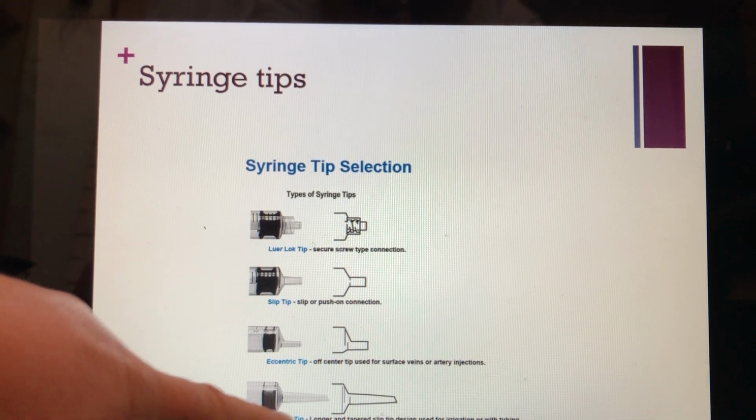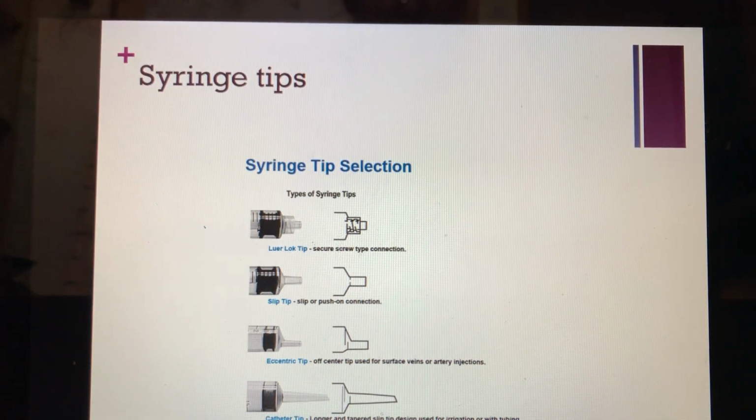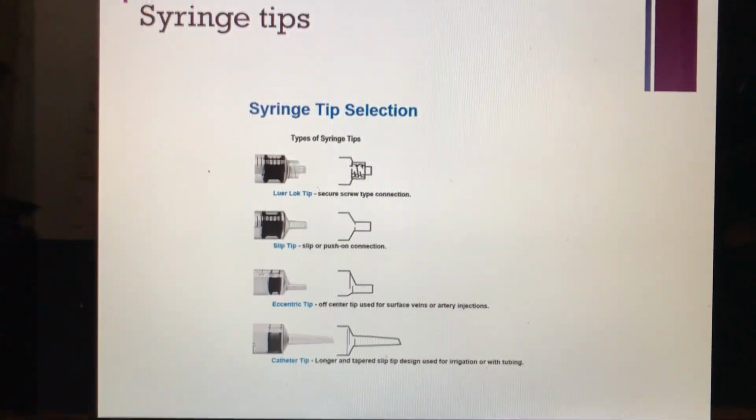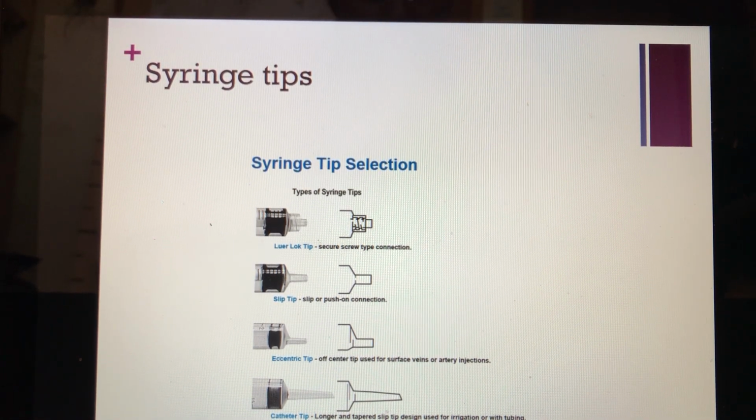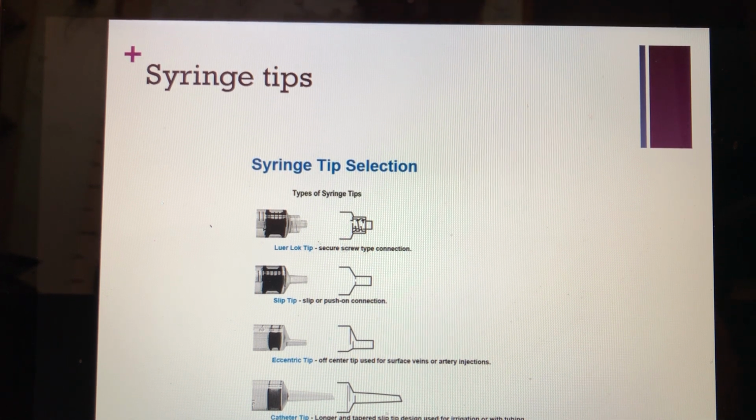And then there's a catheter tip. So you wouldn't attach a needle to this one at all. It's more for putting tubing on for doing enemas, that kind of thing, or for drawing up large amounts of liquids and then dispensing them where you're maybe irrigating a surgery or something like that, where you're putting fluids onto an organ. You could just use a catheter tip for that.